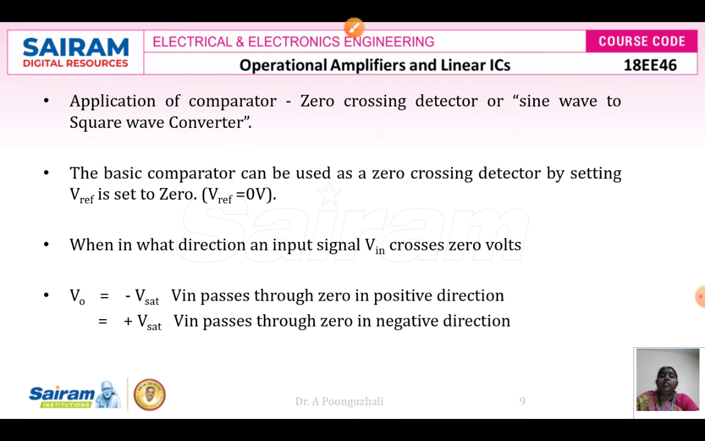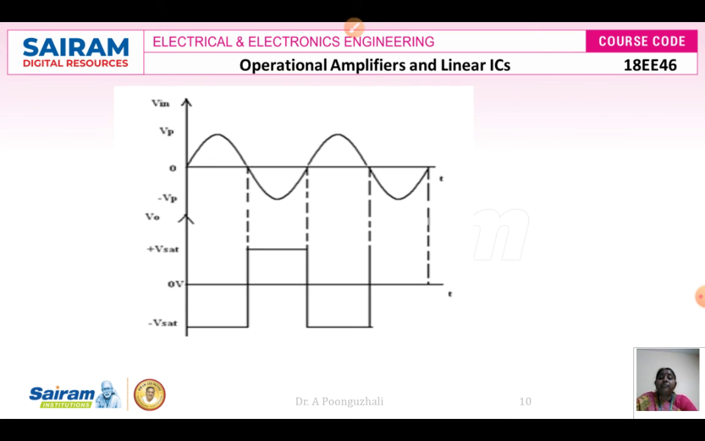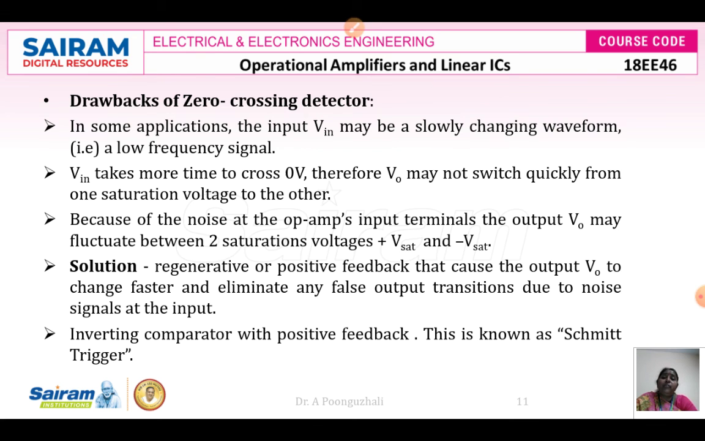So as an application of the comparator, it can be used as a sine wave to square wave converter. Your reference voltage is going to be 0. As I said, your V0 is equal to minus V sat when V in passes through the positive direction. When input is positive, my output is at minus V sat. When input is negative, my output is going to be at plus V sat. So that is the output waveform.